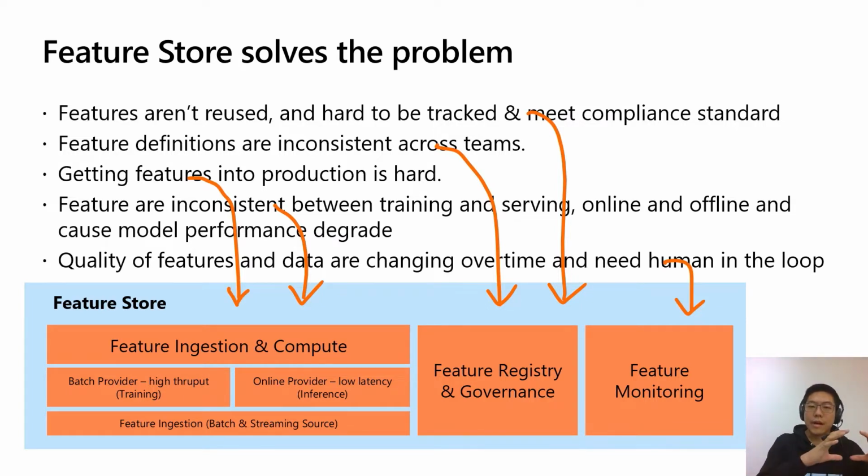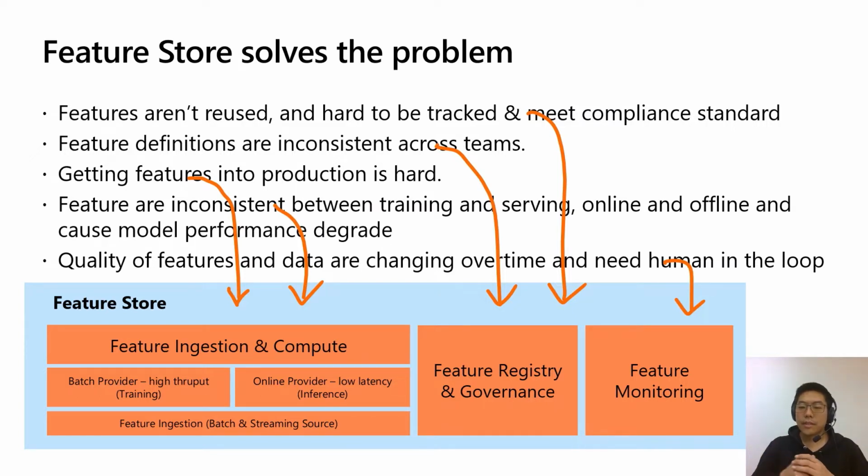And after you have ingested all the data, you also want to define your features in a centralized place. That is usually called a feature registry and governance component. Because of that, all the features are centralized in a single place and they can be reused or tracked so that they can meet compliance standards. And we also use this component to make sure that the feature definitions are consistent across different teams.